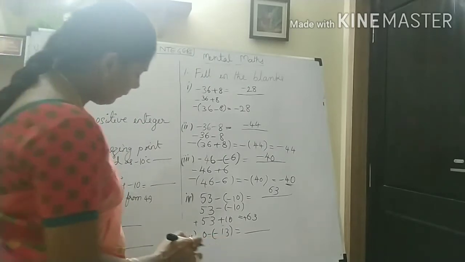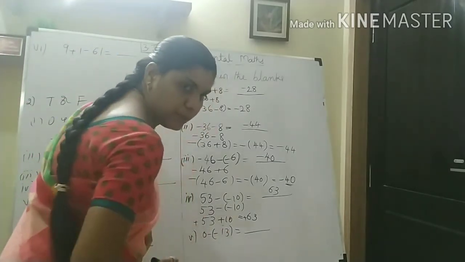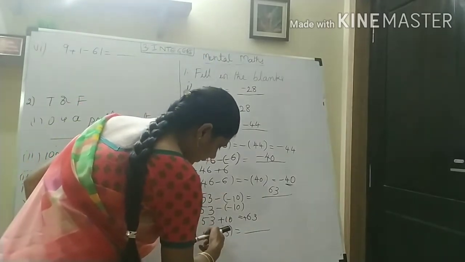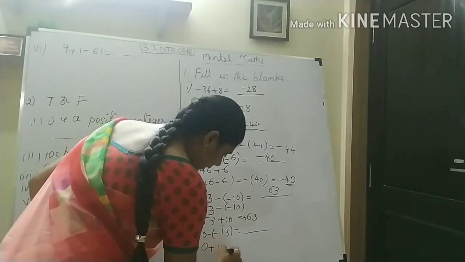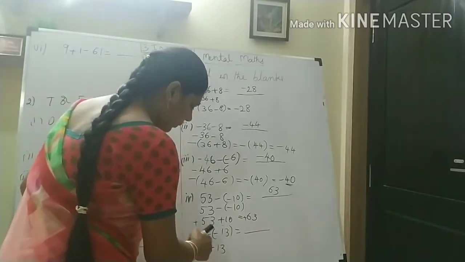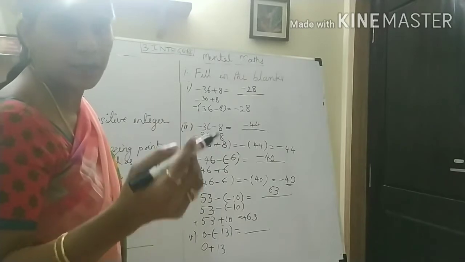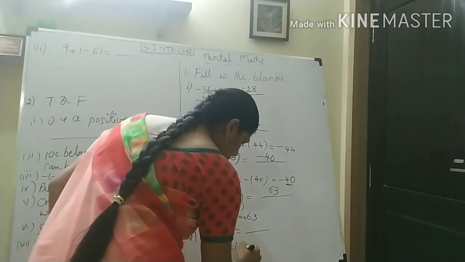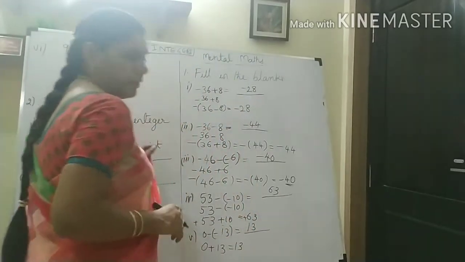And now see the fifth one. 0 minus of, within the brackets, minus 13. Here also same like this. 0 minus, minus into minus, plus. Removing the brackets, applying the sign. This will become 0 plus 13. For any number, if you add 0 or subtract 0, you will get that number only. So what will you get here? 13. So your answer is here 13.